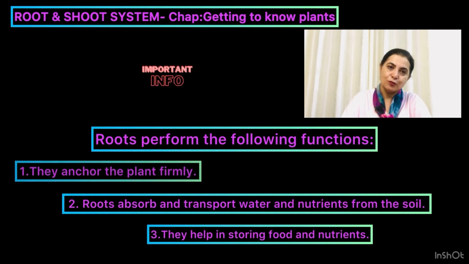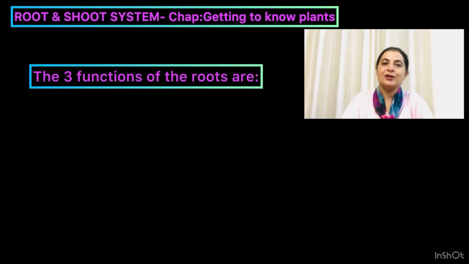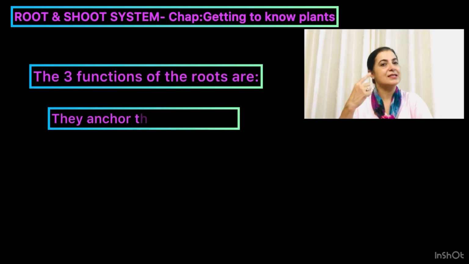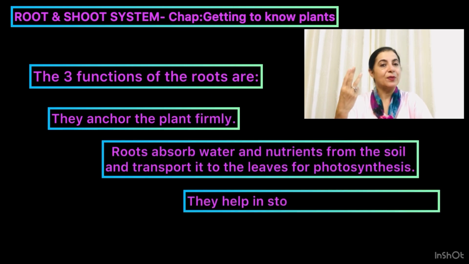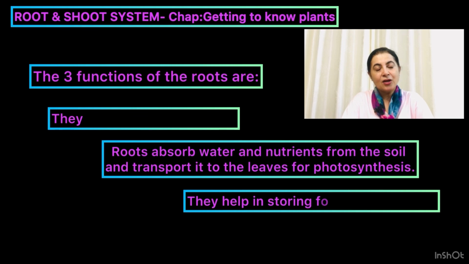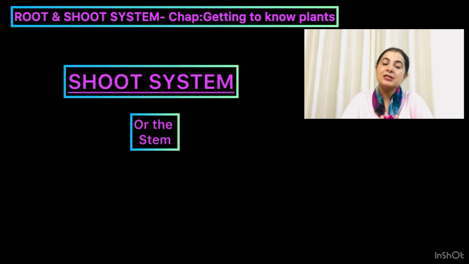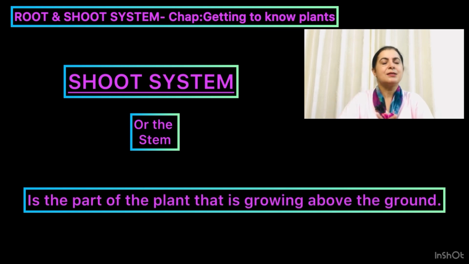So they are all storing food. So now we know that there are three functions of the root. First is anchorage, second is absorption of the water and the minerals, and the third is storage of food. Now coming to the shoot system. Shoot system, remember children, is the one which shoots up. Shoots up means it is the part which is growing above the ground.